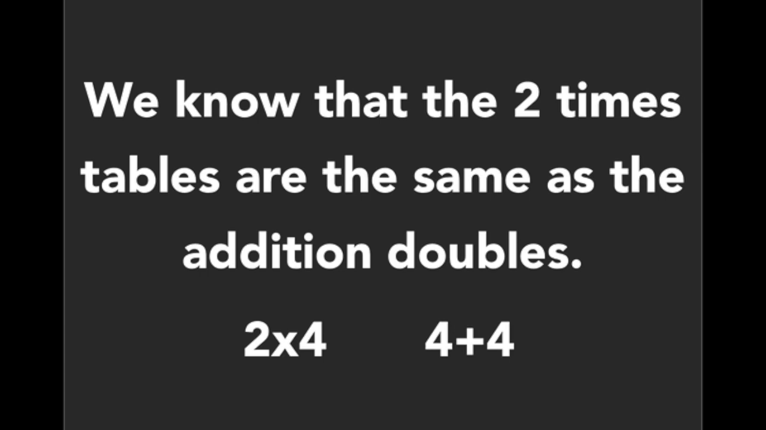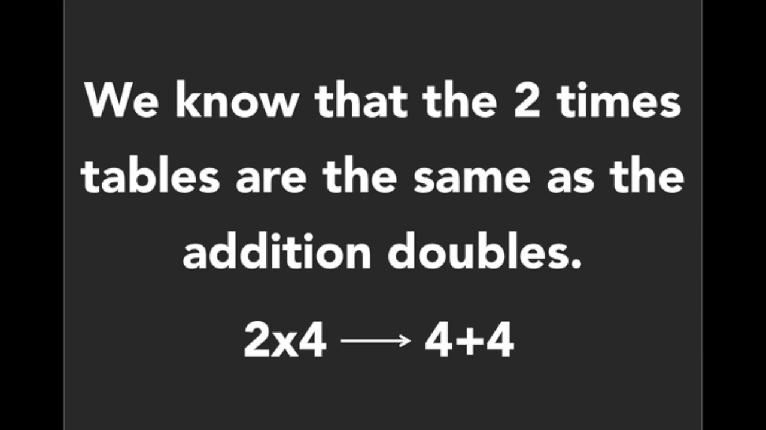Now, why do we need to know this information? Why do we need to know the doubles? So we already know, your students should already know the 2 times tables. And we know that the 2 times tables are the same as the addition doubles. So in this example, the equation 2 times 4, we can really think of that as 4 plus 4, two groups of 4. Okay, so this is prior knowledge.